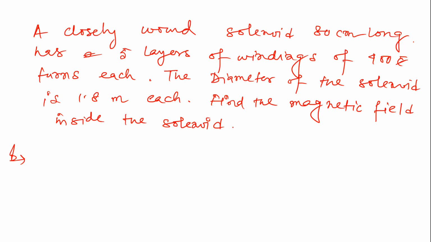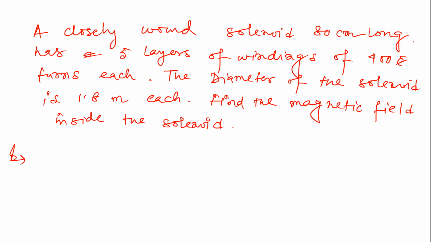So whether the question is written, everyone? Don't take the screenshot if anyone is taking. Just write the question carefully. Then you will be able to solve that. Okay. So a closely wound solenoid 80 centimeter long has 5 layers of windings of 400 turns each. The diameter of the solenoid is 1.8 meter each, right?